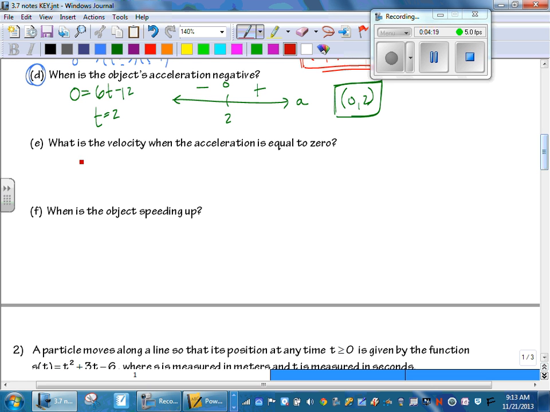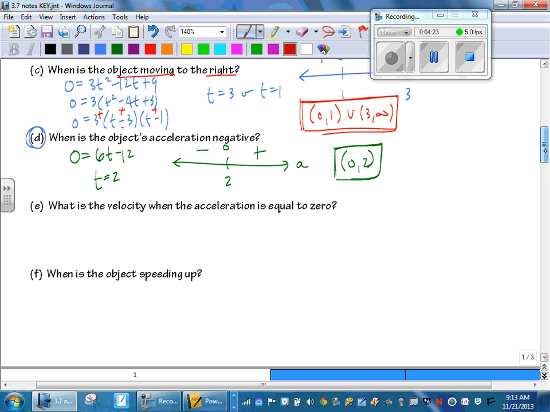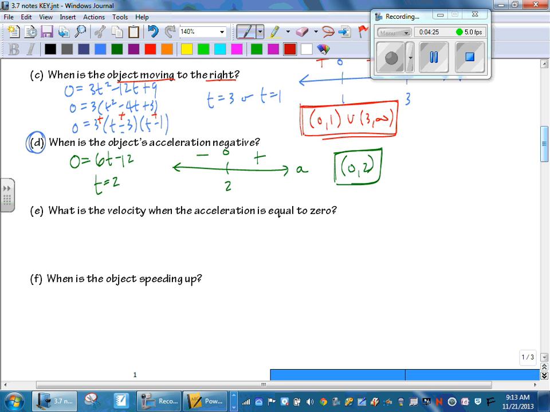So for part E, what is the velocity when the acceleration is equal to 0? Well, in order to find velocity, we need to have a time to plug into that equation. Remember, our velocity equation, v of t, is 3t squared minus 12t plus 9. Well, we want to do it when the acceleration is 0. We kind of figured that out in the last problem. Acceleration is 0 when t is 2. So for this one, all we're trying to do is figure out velocity when t is 2.